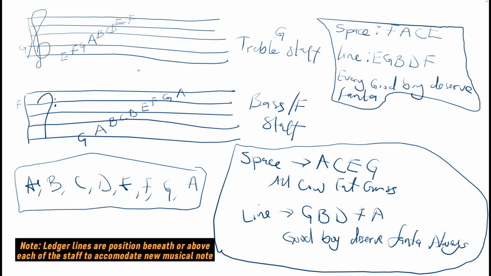Same thing applies if I don't want to use this approach. I can also store in my brain that for the space on the treble staff, I have it to be FACE, while the lines are Every Good Boy Deserves Fanta. Similarly, for the bass staff, we can store the spaces to be All Cows Eat Grass, while we also pick the lines to be Good Boy Deserves Fanta Always. So these are the ways by which you can remember how this works on your sheet.